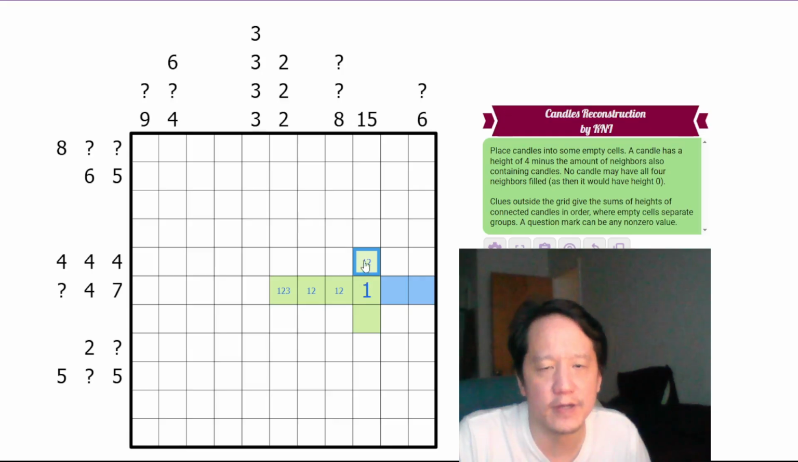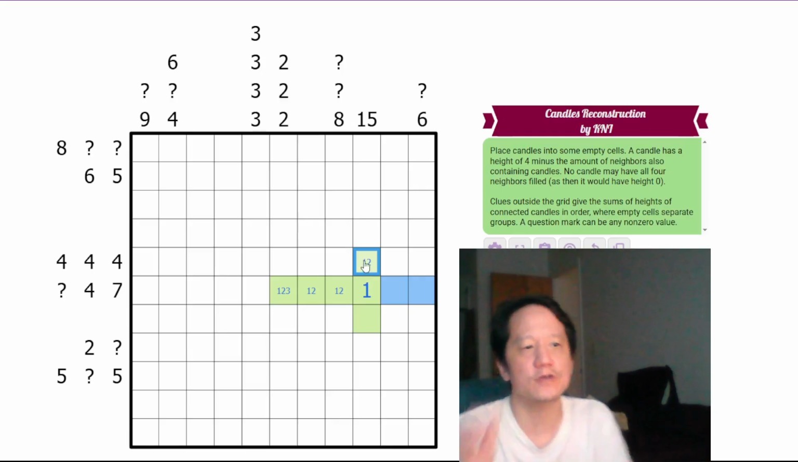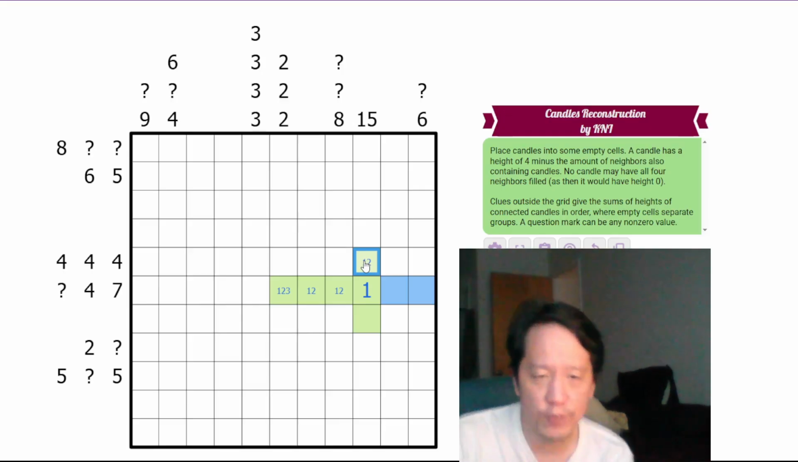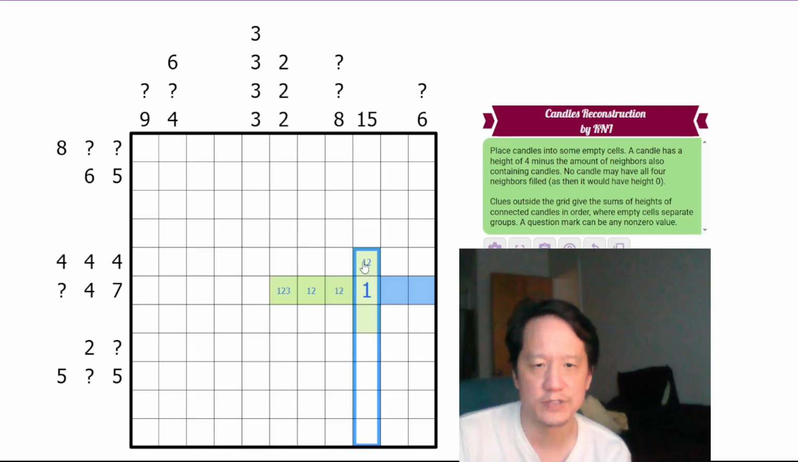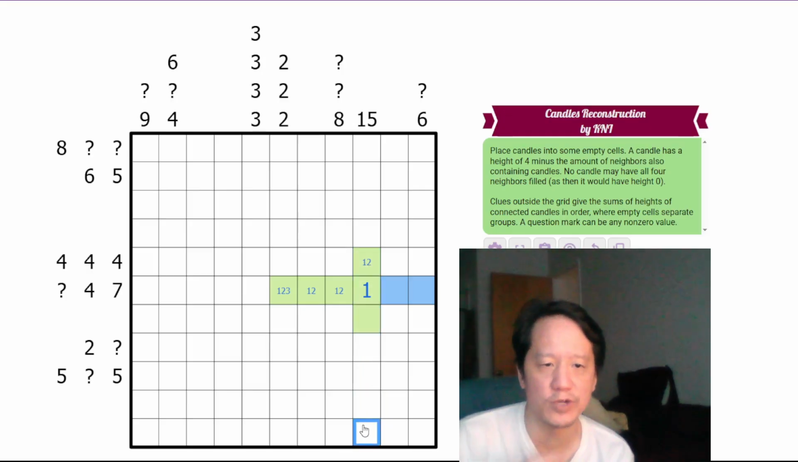It cannot be then... okay, so you can't have... If we try to make this the end here, that's not going to work. Sorry, this is the end and this is no candle. That's not going to work because then this would be 2 at most. We'd have 2, 1, 2, 2, 2, 2 at most, which adds up to 11. 11 plus 3 adds up to 14 only. So this cannot be blue.